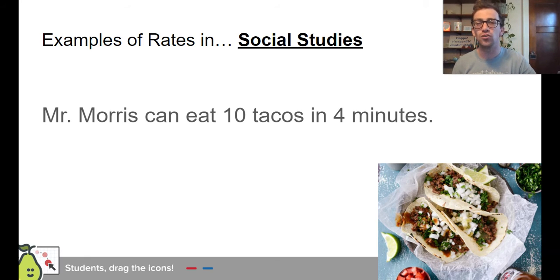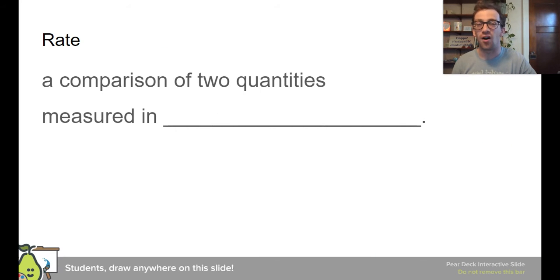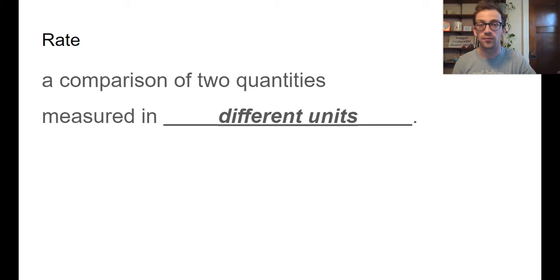What's unique about those three examples of rates? What you might be noticing is that all three of those examples are showing a comparison of different quantities that are measured in different units. Bears versus square miles. Credible sources versus research papers. Number of tacos versus number of minutes.